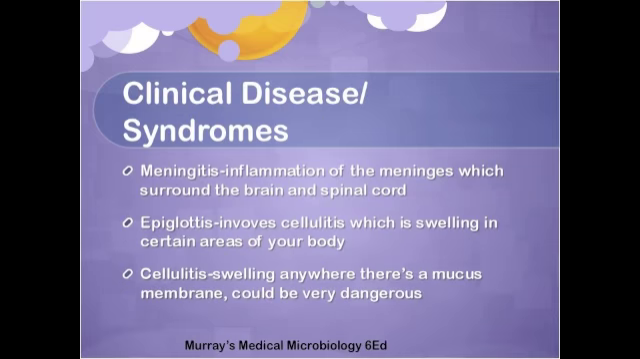Clinical diseases and syndromes of H. influenzae include the following. Meningitis. Meningitis is an inflammation of the meninges, which surround the brain and spinal cord. This occurs from either encapsulated H. influenzae or a variety of other factors, including some viruses. Before the conjugated vaccine was developed, H. influenzae was indeed the most common cause of meningitis in children.